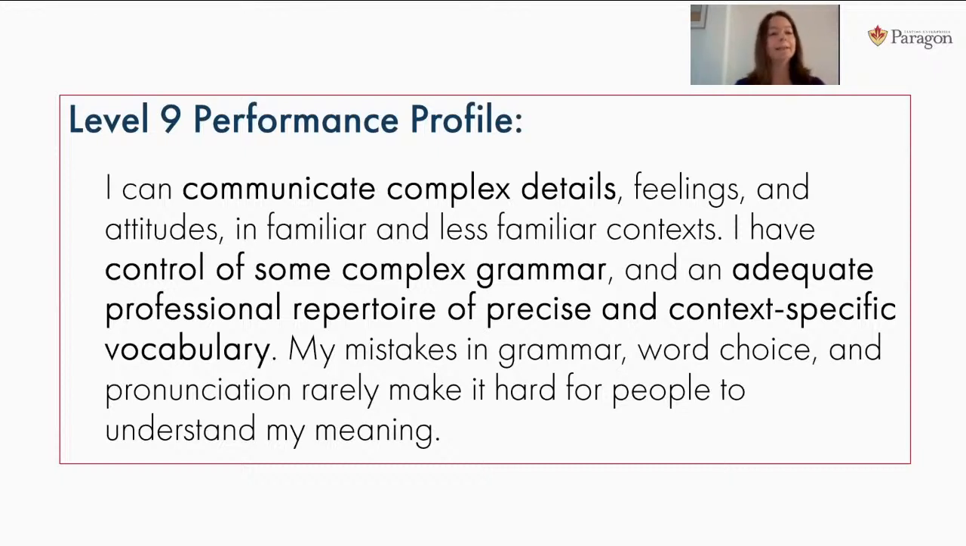If you're speaking at a level 9, it says that I can communicate complex details, feelings and attitudes in familiar and less familiar contexts. I have control of some complex grammar and an adequate professional repertoire of precise and context-specific vocabulary. My mistakes in grammar, word choice, and pronunciation rarely make it hard for people to understand my meaning.